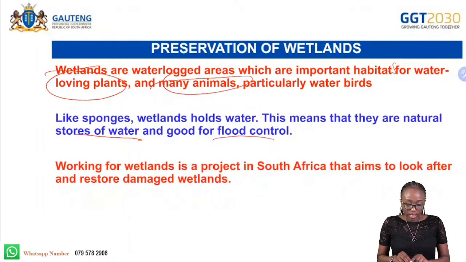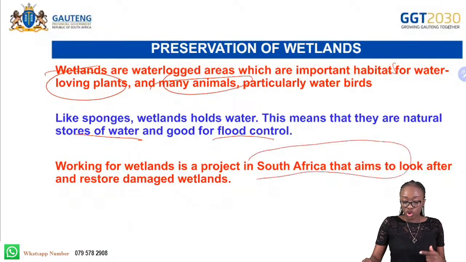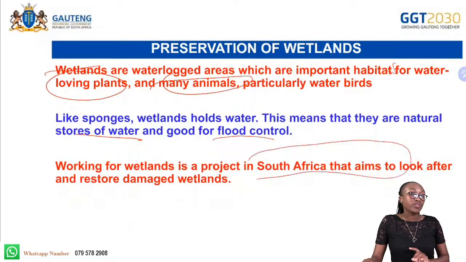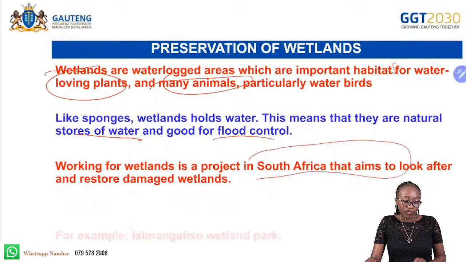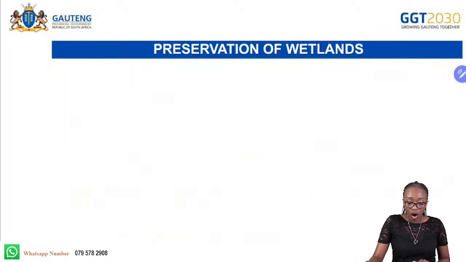Now, Working for Wetlands is a project in South Africa that aims to look at damaged wetlands and to look after those that are also in good condition, because our wetlands are very important to us. For example, one important wetland is Isimangaliso Wetland Park.